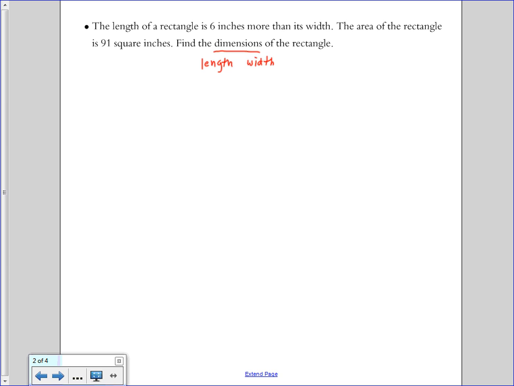I would like to start by saying, let x represent the width in this problem, and therefore the length, because we know that the length is 6 inches more than that, would be x plus 6, or 6 plus x. So now I've established that the width is x and the length is x plus 6.